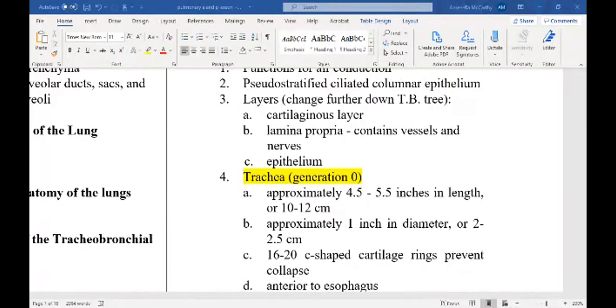All right, let's see how wide it is. It's approximately 1 inch in diameter, or 2 to 2.5 centimeters in diameter. So diameter, of course, is how wide the hole is, right? The diameter of the vessel itself is about 1 inch or 2 to 2.5 centimeters.